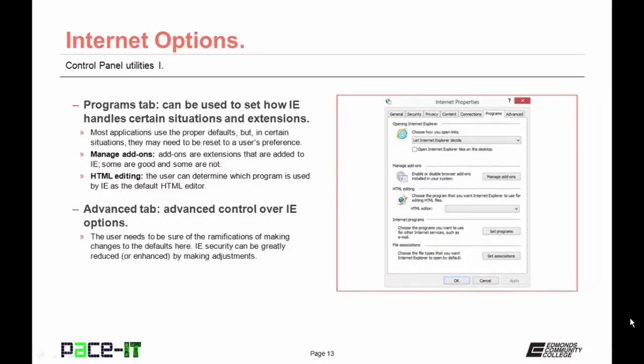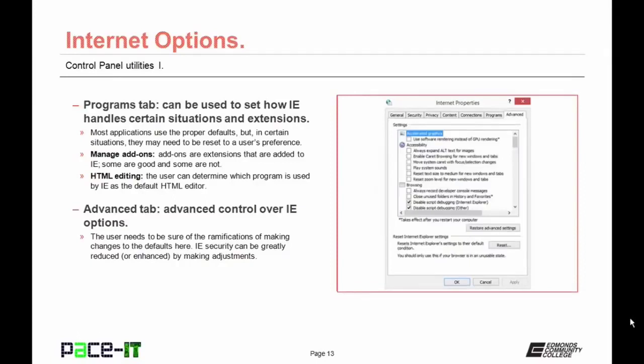Now let's discuss the Programs tab. This sets how Internet Explorer handles certain situations and extensions. Now most applications use the proper defaults, but in certain situations they may need to be reset to a user's preference. The Manage Add-ons section allows the user to modify how extensions operate in Internet Explorer. If you wish to view the coding for a web page or to edit a web page, the HTML default editor can be set from this section.